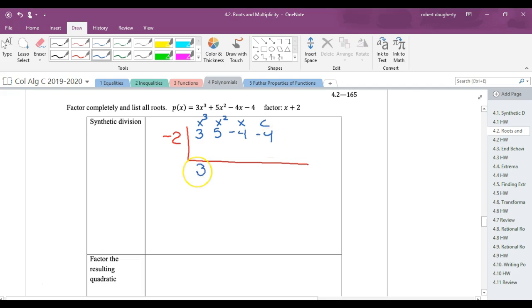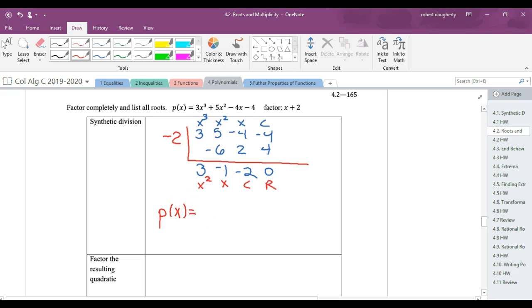If I bring the 3 down, negative 2 times 3 is negative 6. Add to get negative 1. Negative 1 times negative 2 is 2. Add to get negative 2. Negative 2 times negative 2 is 4. Add that to get 0. Okay, so what term is this? My x squared, my x, my constant, and my remainder. Got a 0 remainder.